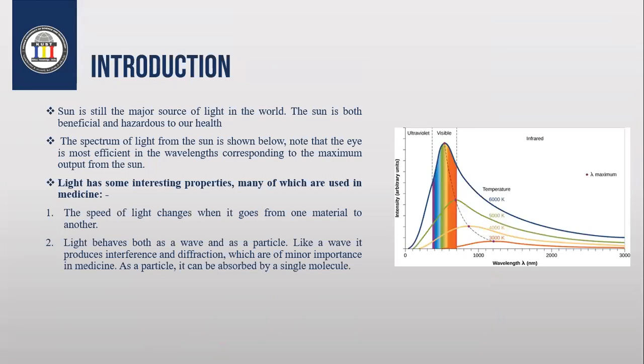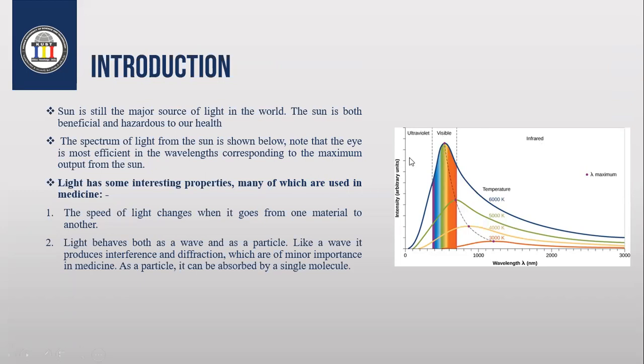In terms of the first part of this lecture, the sun is the major source of the light, as you know. And the sun gives us different types of light, which can be beneficial or hazardous to our health. There are 3 types of light or 3 types of rays: the ultraviolet, the visible light, and the infrared.